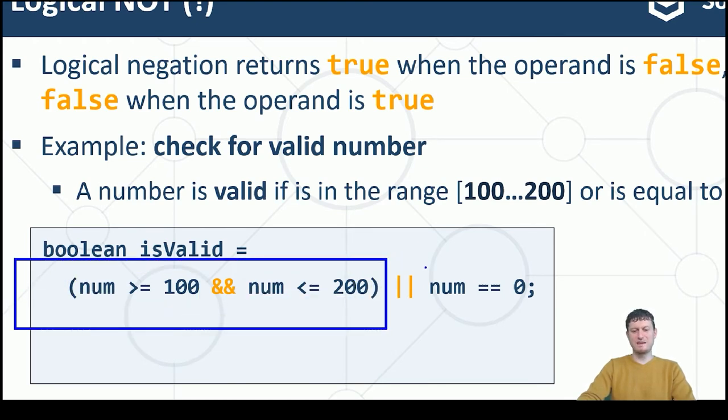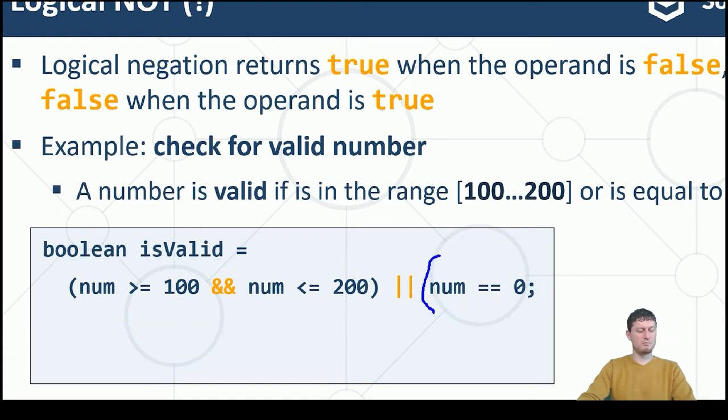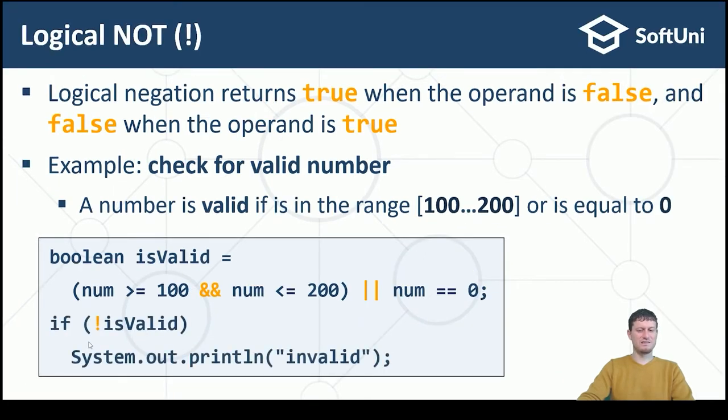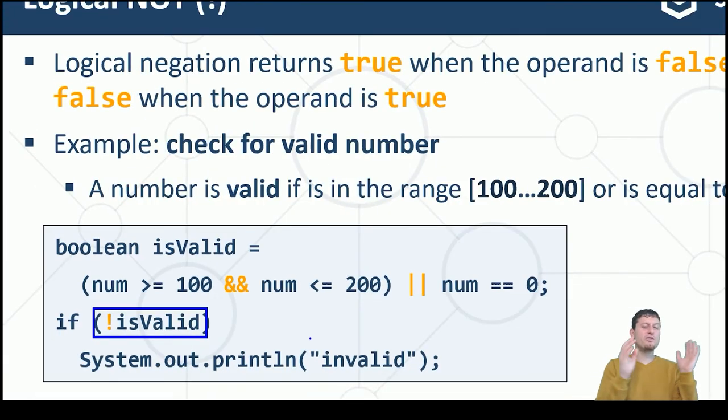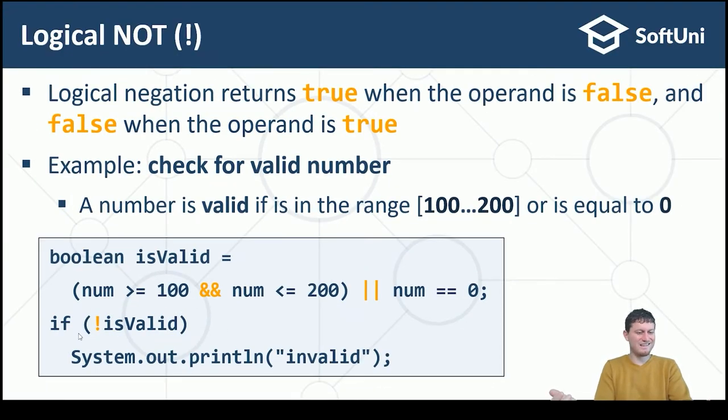See? We may have brackets here also, but exclamation isValid means invalid. So if the number is not valid, it's invalid, right? If it's false that the number is valid, this means that the number is invalid. It's the opposite of valid. So this is how this works.